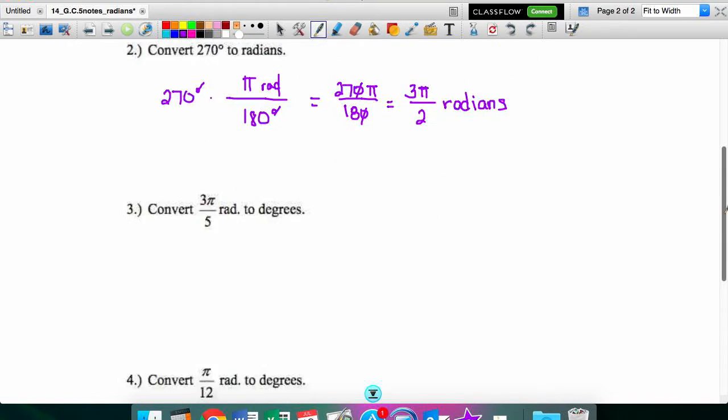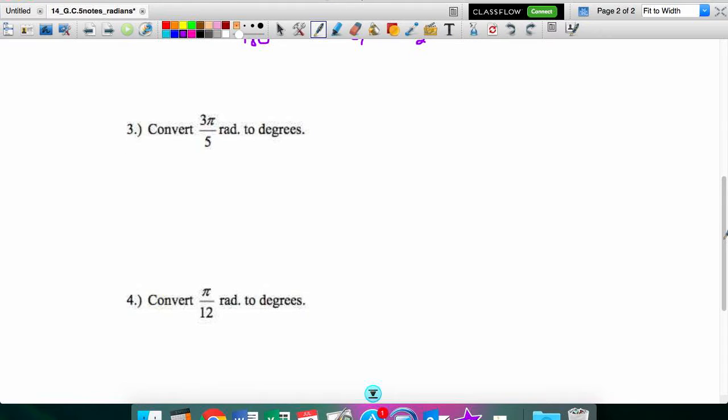Moving on to example 3, we're actually going to convert from radians to degrees this time. So I'm starting with 3 pi over 5 radians. Since I'm trying to get rid of radians, that means that in my conversion ratio, I want to make sure that the radians is in the bottom. And since I'm converting to degrees, I need the degrees on top. The conversion ratio, which has the degrees on top and the radians on the bottom, would be 180 degrees on top over pi radians. The radians will cancel, leaving my final answer in degrees.